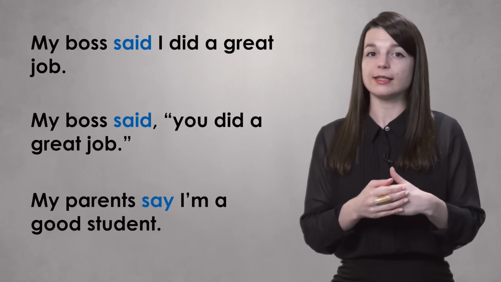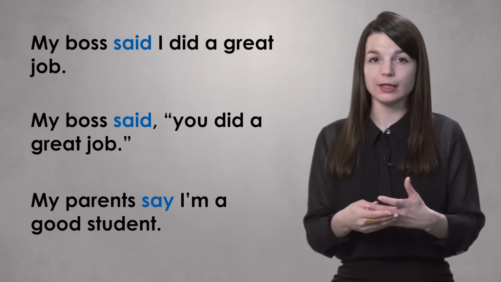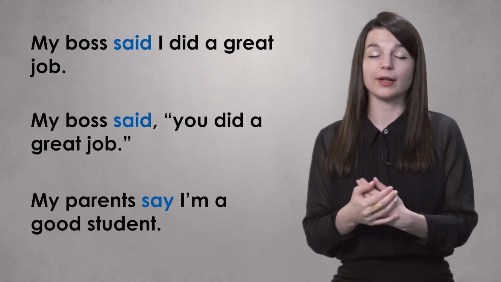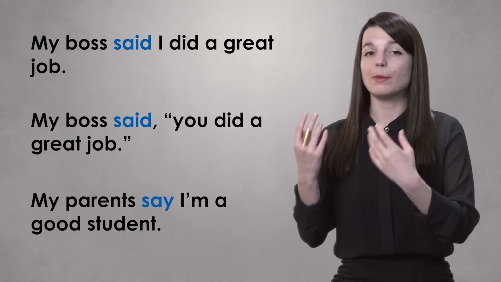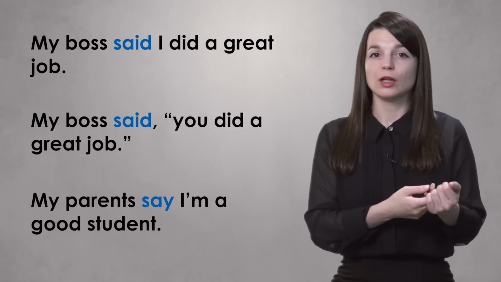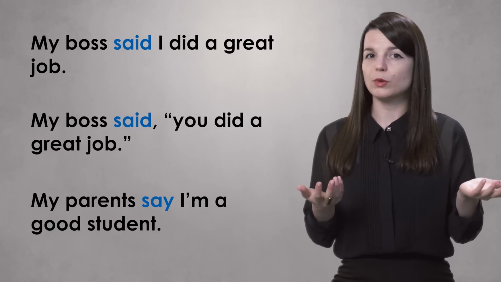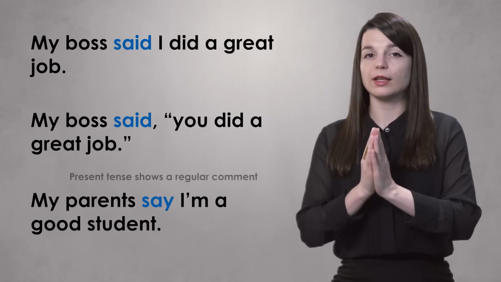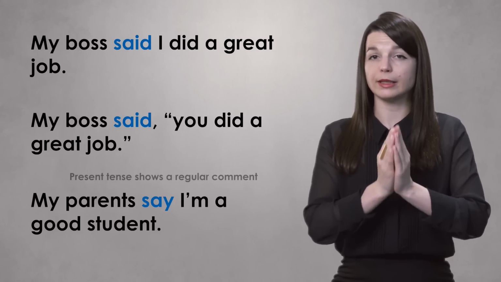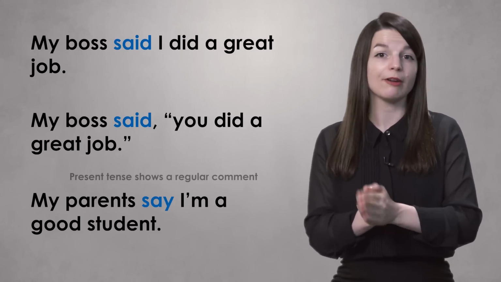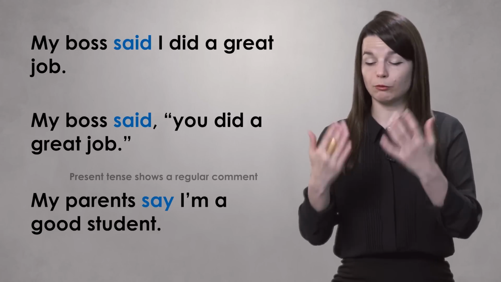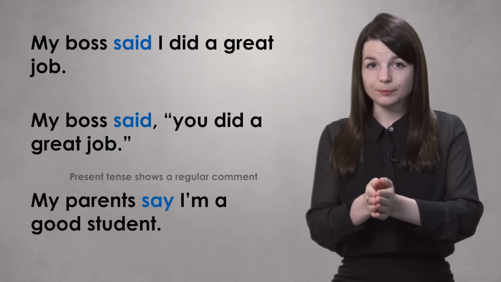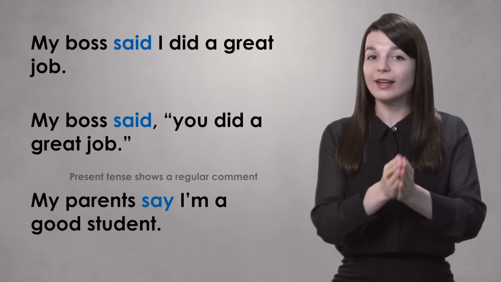The third example sentence, my parents say I'm a good student, is an example of something where we would use the present tense form of the verb. So my parents say I'm a good student. So lots of learners ask, like, why don't we use said? My parents said I'm a good student. We use present tense for things that are regular. So for things that happen like maybe every week, for example, or every month, like a regular, repeating action. So in this case, the speaker's parents say something. So that means this is a regular thing they say.